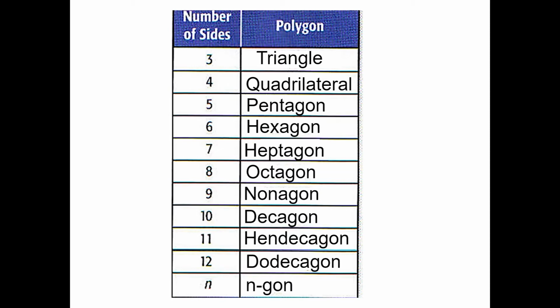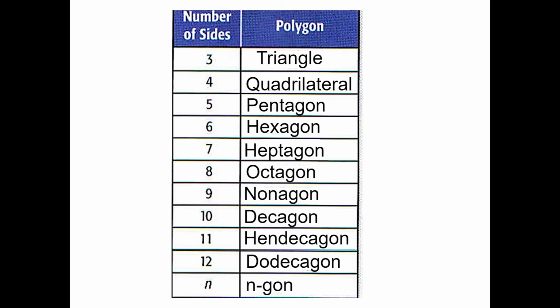With this little chart here, this tells us the different types according to sides. Obviously, 3 sides we have a triangle, 4 sides we have a quadrilateral, 5 is pentagon, 6 is hexagon, etc. So this is a good chart to take a look at and be pretty familiar with.